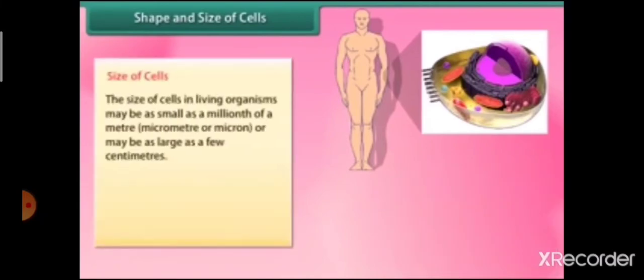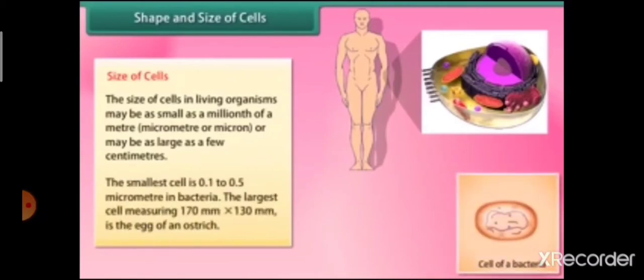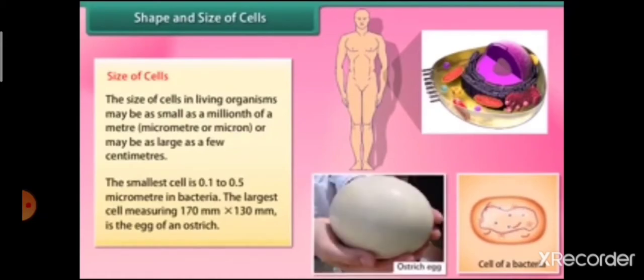Size of the cell. The size of cells in living organisms may be as small as a millionth of a meter or may be as large as a few centimeters. The smallest cell is 0.1 to 0.5 micrometer, in bacteria. The largest cell is 170 mm by 130 mm and it is the egg of an ostrich.